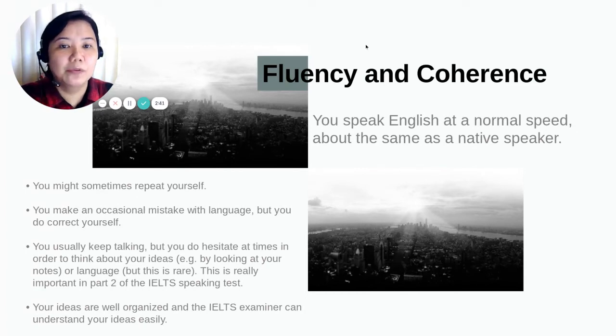We have our fluency and coherence. You speak English at normal speed, or about the same as a native speaker. You might sometimes repeat yourself. You may make occasional mistakes with the language, but you do correct yourself. That's another crucial thing that you need to have.